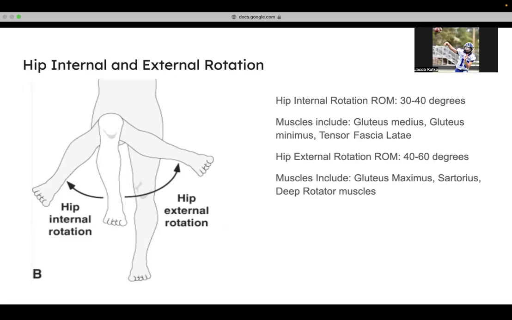So hip internal rotation range of motion would be 30 to 40 degrees. These muscles include gluteus medius, gluteus minimus, and tensor fasciae latae. The hip external rotation range of motion includes 40 to 60 degrees, and these muscles include the gluteus maximus, sartorius, and the deep rotator muscles.